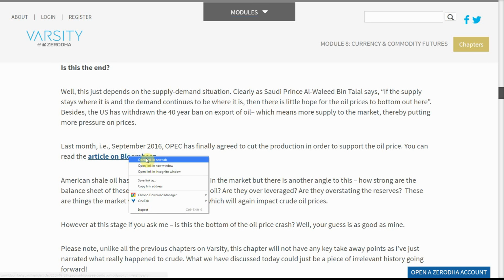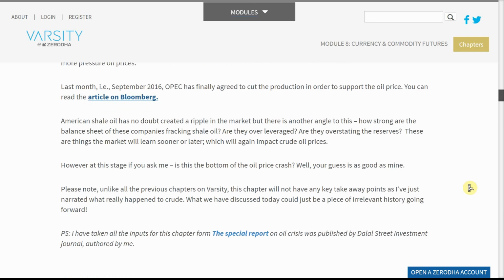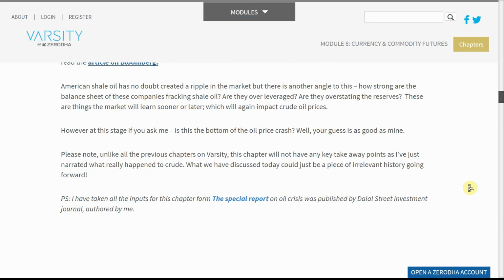American shale oil has no doubt created a ripple in the market, but there is another angle to this. How strong are the balance sheets of these companies fracking shale oil? Are they over-leveraged? Are they overstating the reserves? These are things the market will learn sooner or later, which will again impact crude oil prices. However, at this stage, if you ask me, is this the bottom of the oil price crash? Well, your guess is as good as mine.